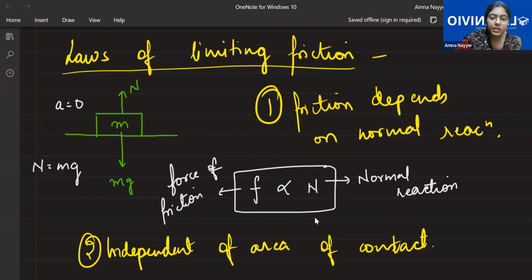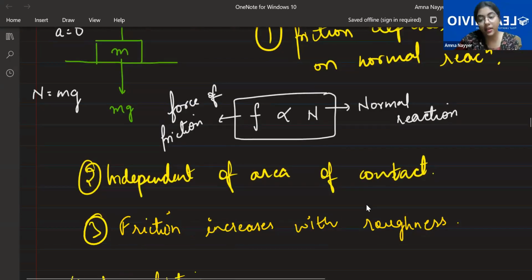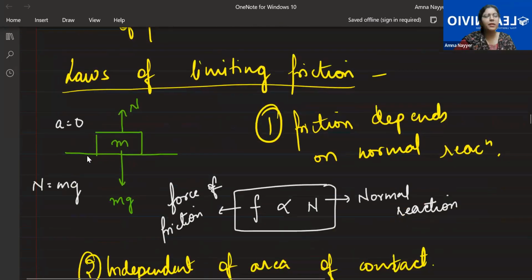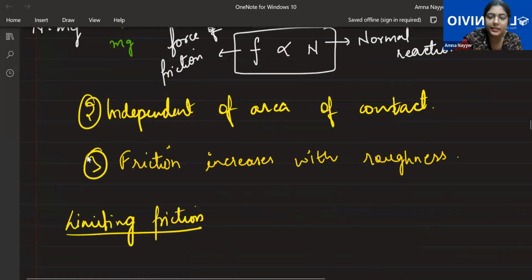Second, it's independent of the area of contact. When we talked about the cause of friction, there are irregularities present on both the surfaces. It depends on the contact. It should be in contact. Once the body is in contact, friction force will exist. So it doesn't depend on whether you take a very big box or a very small box. It is independent of the area of contact.